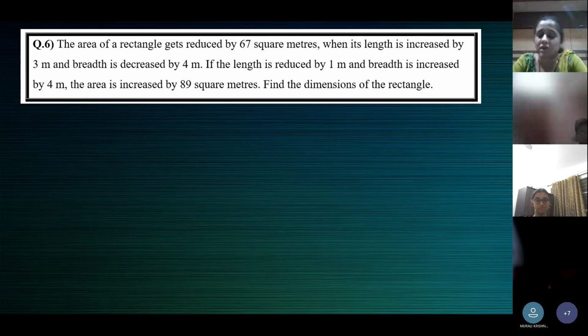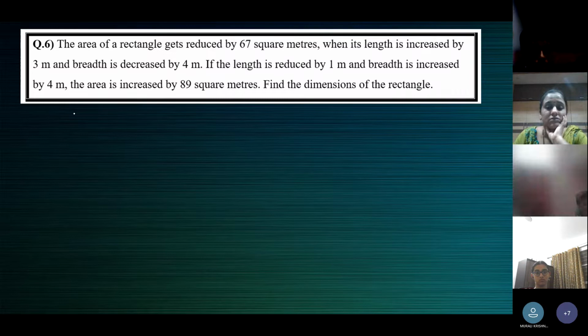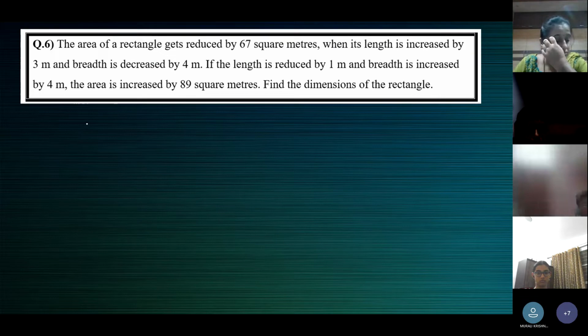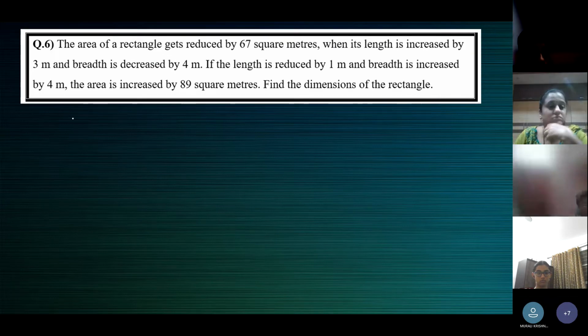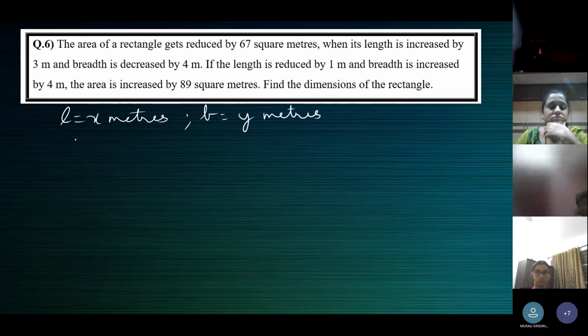Yes, ma'am. Can you repeat? Can you explain this one? Can you construct the equations for this word problem? Ma'am, 3x minus 4y is equal to 67. How do you assume the length and breadth? Ma'am, sorry, ma'am. Let the length be x, and breadth be y meters.